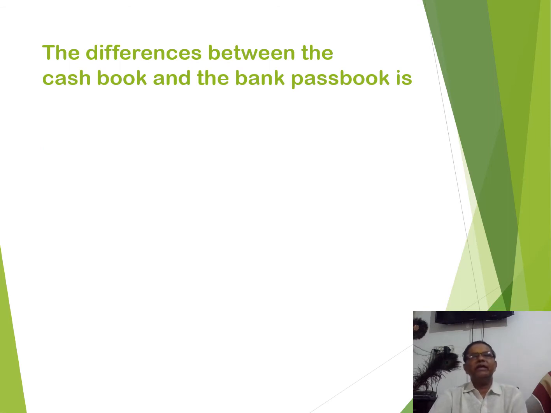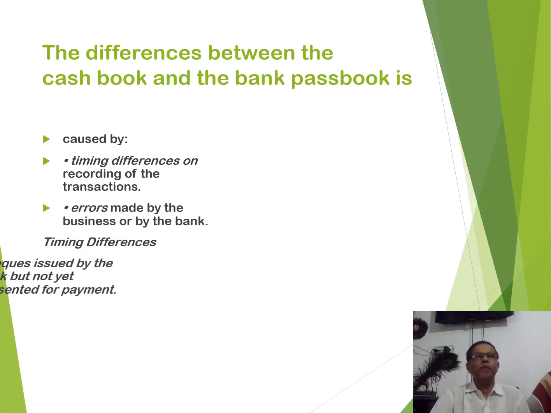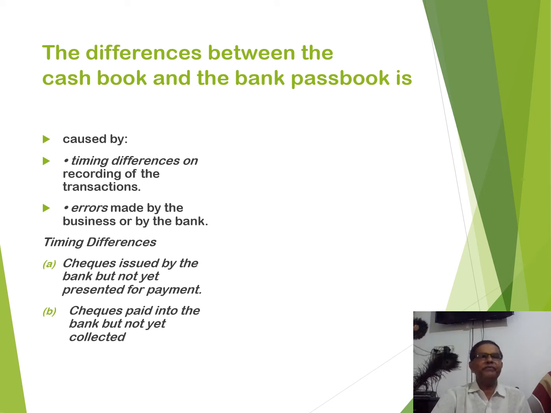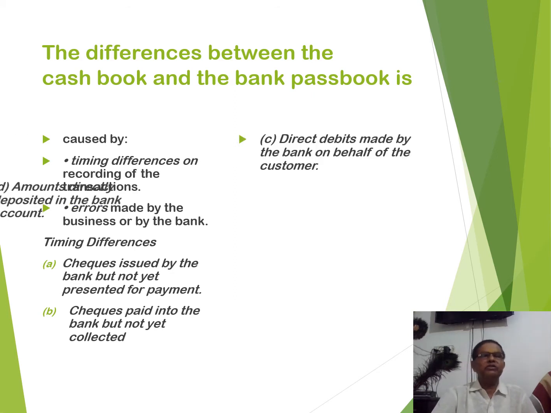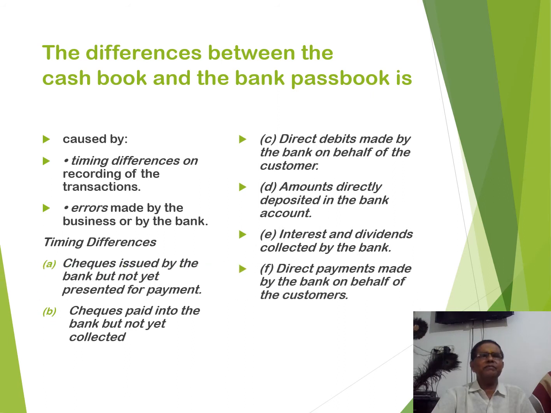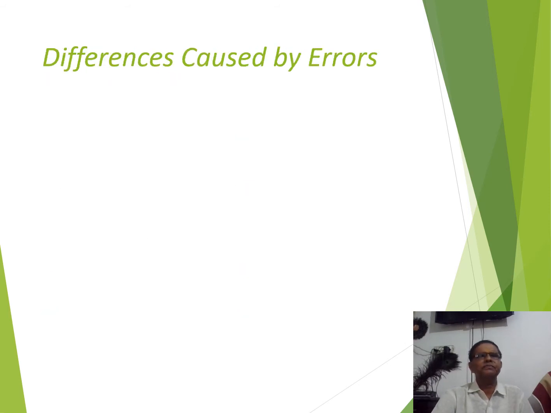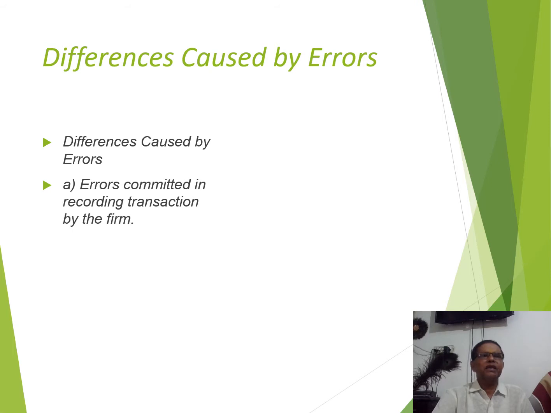So my dear friend, the difference between the cash book and passbook may be due to differences in timing. Timing differences arise when we deposit a cheque but the bank does not credit it, or when we issue a cheque but the party does not deposit it. These are some of the causes of difference, and there are various other causes as well, including differences caused by error.